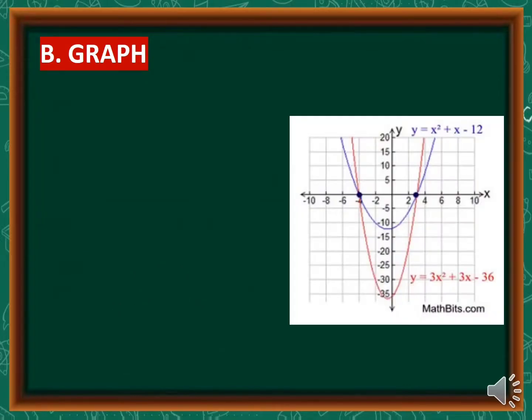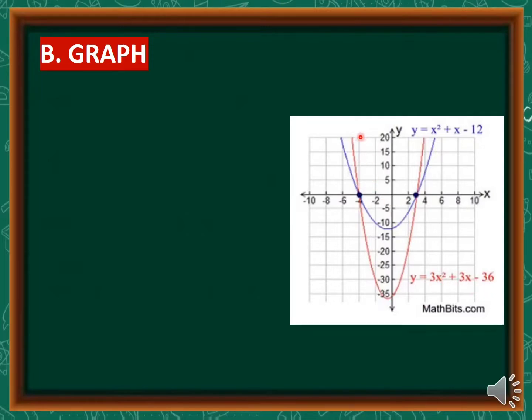Our next concept is finding the equation through a graph. So, paano naman kapag graph yung given? Paano tayo ngayon makaka-form ng ating quadratic function or quadratic equation? Dito, this blue is for our quadratic function y is equal to x squared plus x minus 12. And this red is for our quadratic function y equals 3x squared plus 3x minus 36.